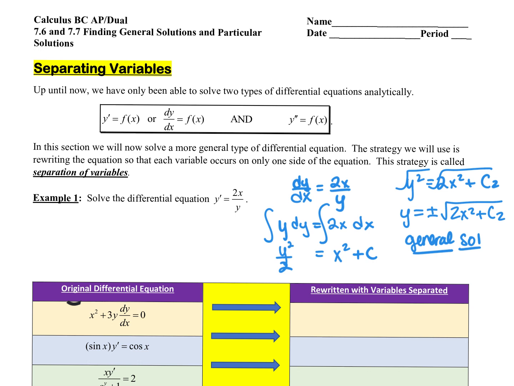Okay, so let's just separate the variables on these ones. We'll do the first one together. So here, this one's a little bit interesting. What do you think? My dy is on the top over here, so let's keep our y's on this side and move the x's to the other side. So what do you think I should do first? Subtract x squared. So we'll have 3y dy/dx is equal to negative x squared.